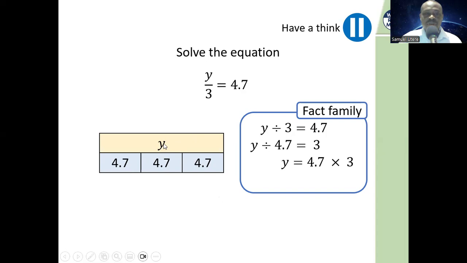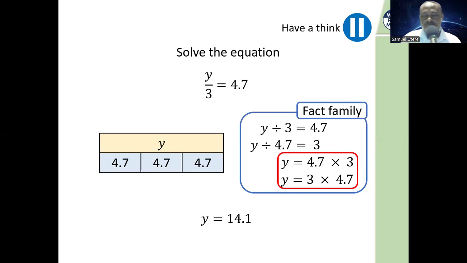That one is clearly straightforward because remember the earlier bar models we did. So y is equal to 3 lots of 4.7. And then it's commutative. You can write it the other way around: y is equal to 3 times 4.7. But which one can we use to get y? It's clear. It's the one where y is written equal to some operation that we need to do. And our answer is 14.1.